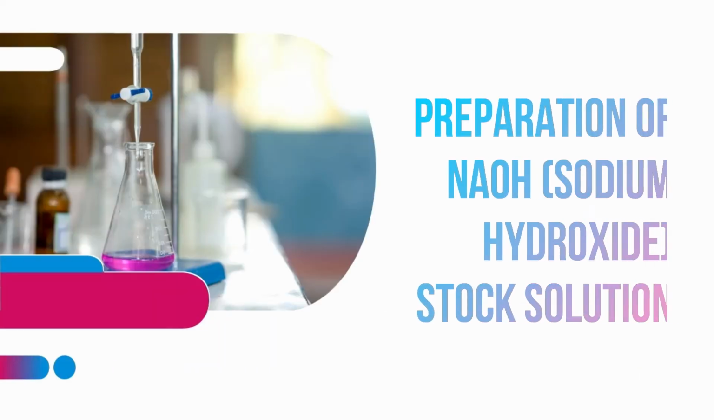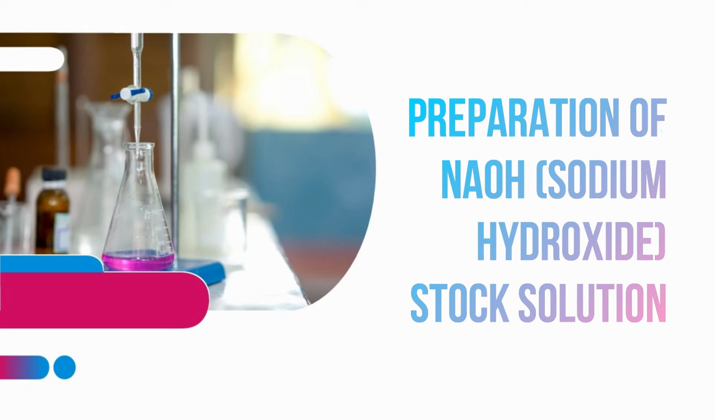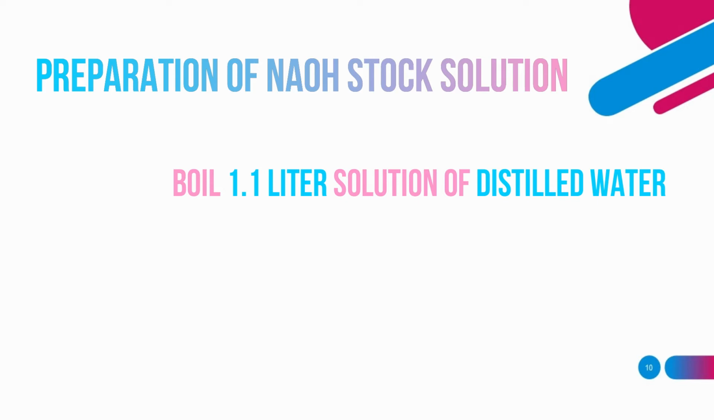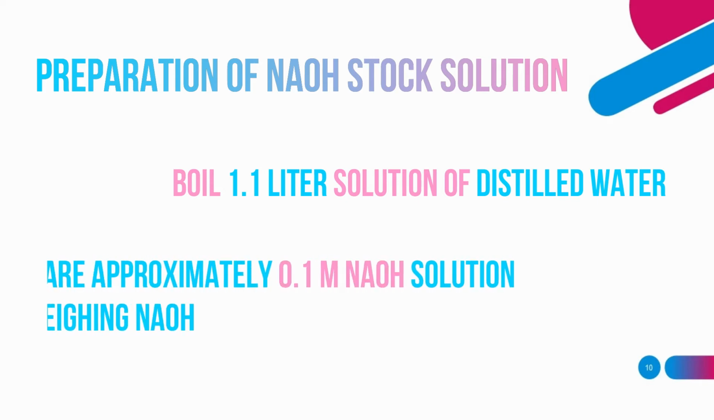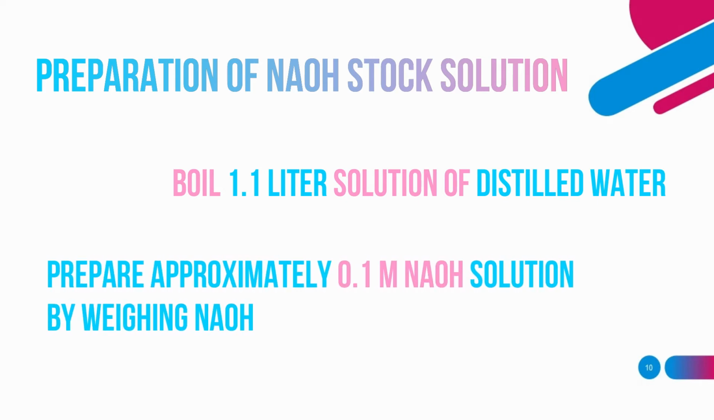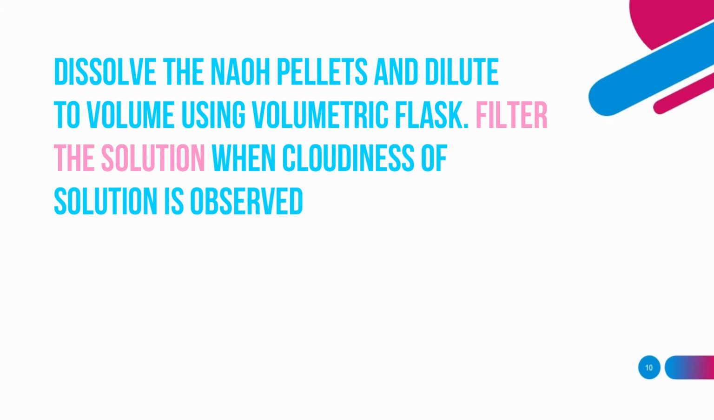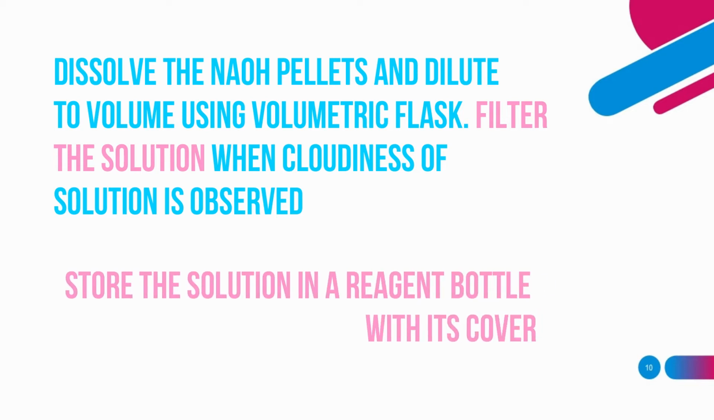For the preparation of NaOH stock solution, first, boil 1.1 liter solution of distilled water. Then, prepare approximately 0.1 mole of NaOH solution by weighing NaOH. Afterwards, dissolve the NaOH pellets and dilute to volume using volumetric flask. Filter the solution when cloudiness of solution is observed. Then, store the solution in a reagent bottle with its cover.